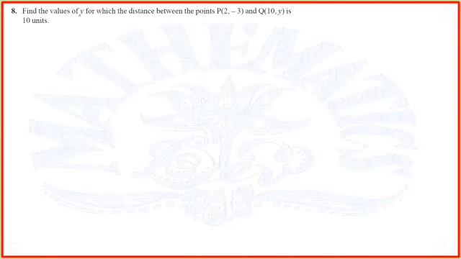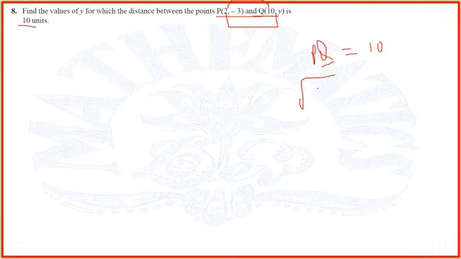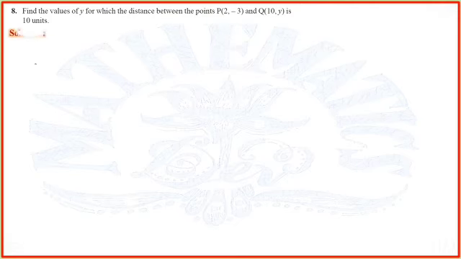Question number 8: find the value of y for which the distance between the points P(2, −3) and Q(10, y) is 10 units. Now the question is a little changed from the previous one, that you have to find the value of y. First of all, the distance between these two is given equal to 10. So we will be using the distance formula for PQ. The distance PQ is equal to 10. So we will be using here the square root of (x1 − x2)² plus (y2 − y1)². So we are going for the solution.